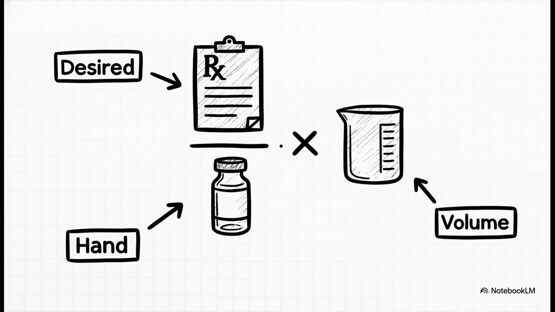Let's zoom in on the formula method first. A lot of people love this one because it's so reliable. The magic formula is desired over have times volume. Desired is just what the doctor ordered. Have is what you actually have in the medicine cabinet. And volume? That's just the form it's in, like how many milliliters or if it's one single tablet.